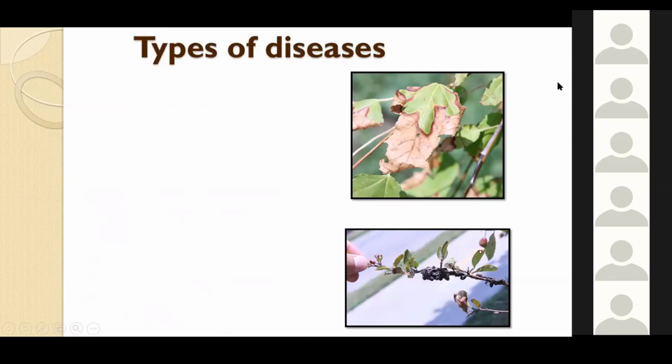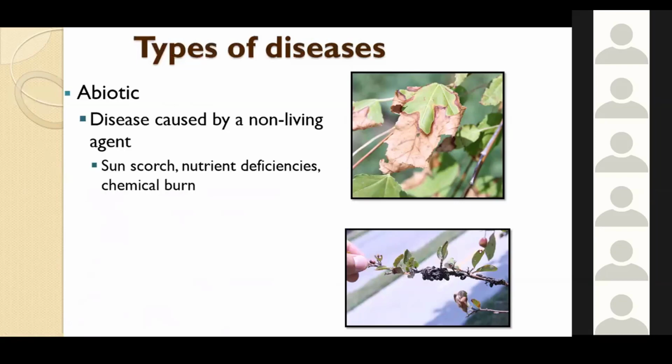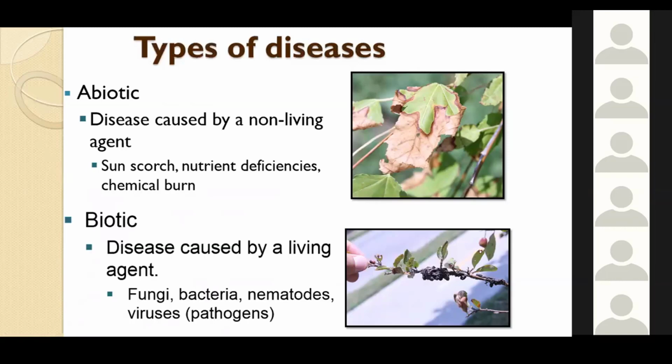So first, we'll just kind of break it down into the two main types of diseases that pathologists tend to think about. First are the abiotic diseases. These are caused by our non-living hosts. Sun scorch, nutrient deficiencies. If you have a drought issue, that would be an example of an abiotic disease. Compare that to our biotic diseases. So biotic diseases are our living diseases. Those are caused by a living agent, typically fungi, bacteria, or nematodes.